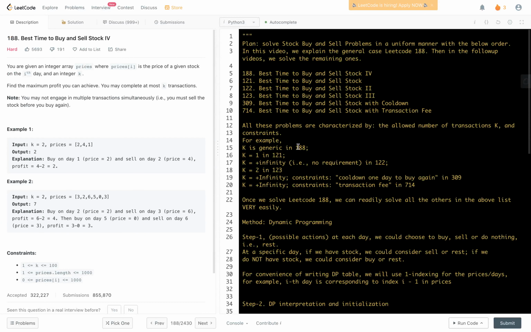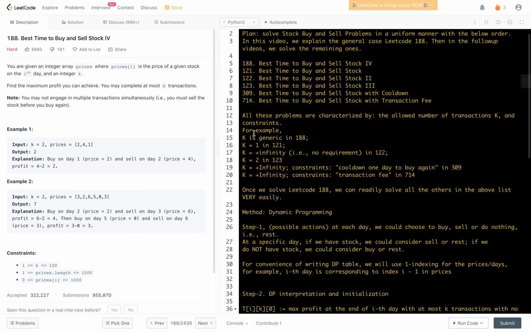So we are here to start a series of videos to address the stock buy and sell problems in Leetcode. Here our plan is to solve stock buy and stock sell problems in a uniform manner with the below order. We are going to first look at problem 188, and then we are going to look at problems 121, 122, 123, 309, 714. In this video, we're going to explain the general case using Leetcode problem 188, and then we're going to solve others in the follow-up videos.